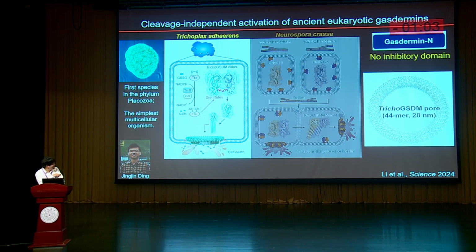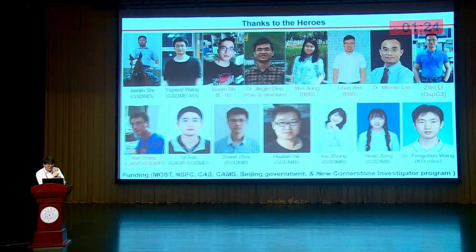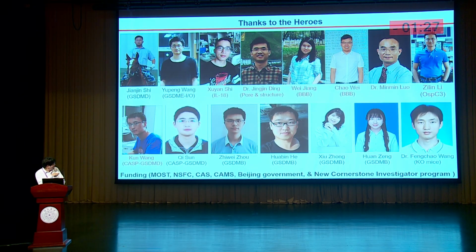So this highlights that in those ancient eukaryotic organisms like Neurospora or Placozoa, there are very unique cleavage-independent activation mechanisms of gasdermins, suggesting that in those organisms there could be diverse mechanisms of autoinhibition and activation in the gasdermin superfamily of proteins. And I will end by acknowledging the students and postdoctoral fellows in my lab who did all this work. Thank you.